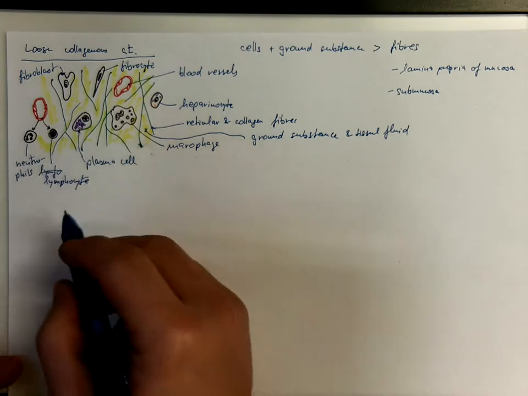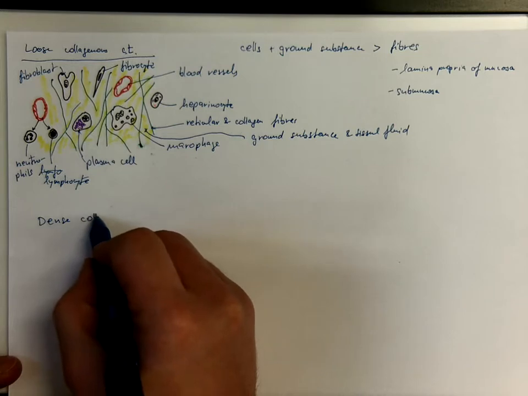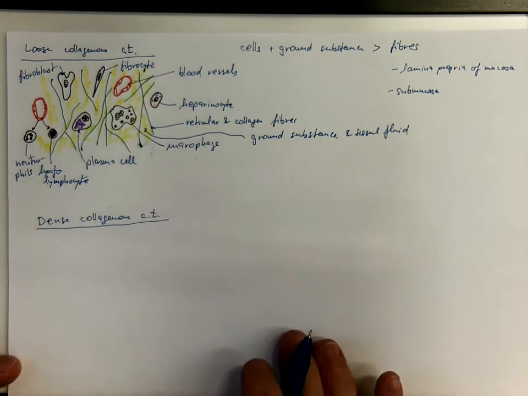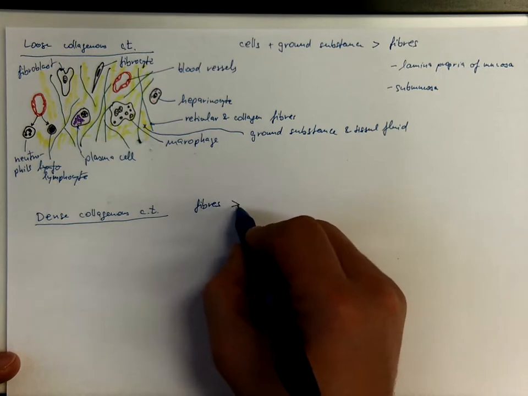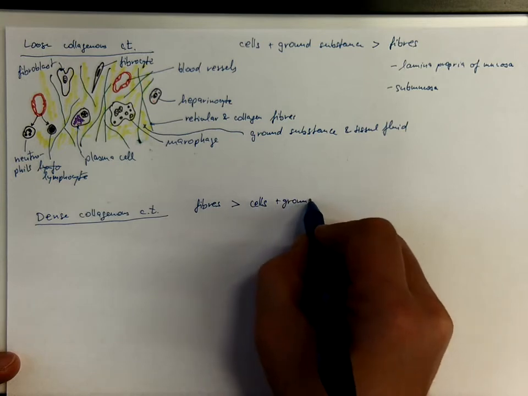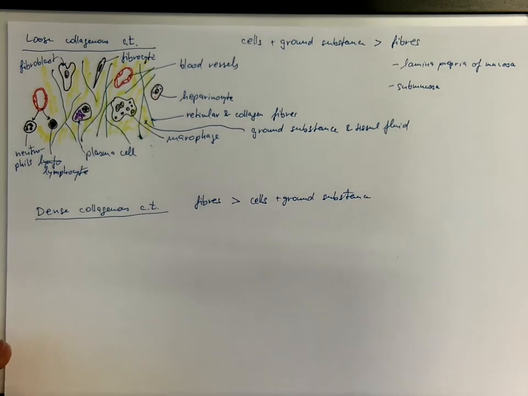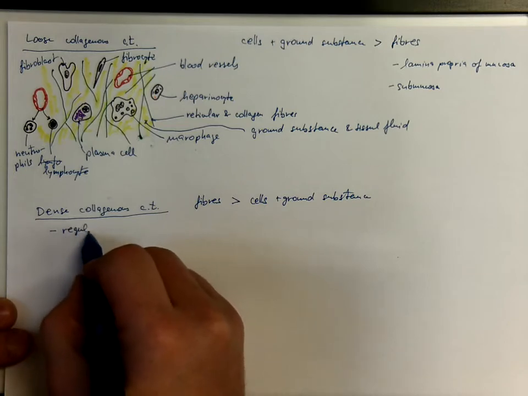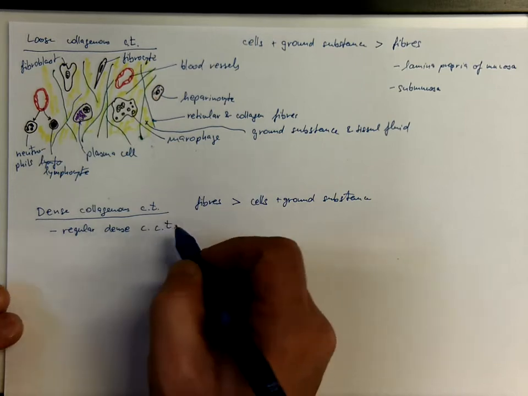Well, if there is loose collagenous connective tissue, there will probably also be dense collagenous connective tissue. Yes, there is, and the fibers here predominate over cells and ground substance. If there is one prevailing orientation, we call that type regular dense collagenous connective tissue.